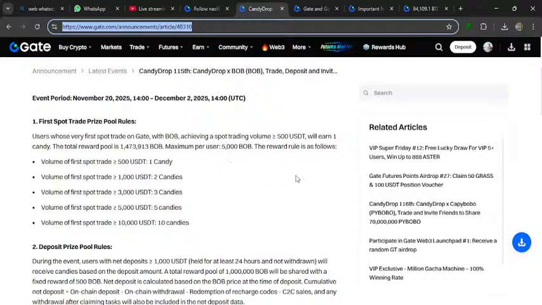The reward rules are as follows: a fast spot trading volume of 500 USDT earns one candy. A volume of 1,000 USDT earns two candies. A volume of 3,000 USDT earns three candies. A volume of 5,000 USDT earns five candies. And a volume of 10,000 USDT earns 10 candies.